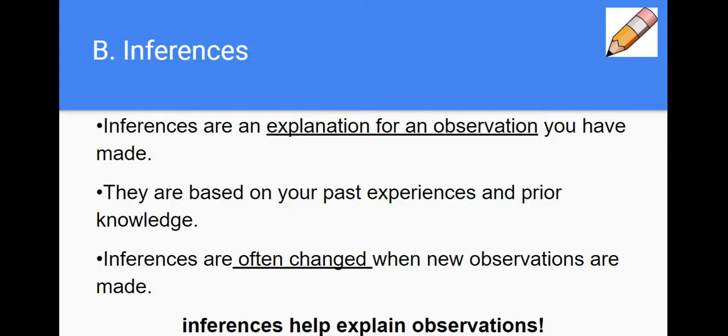So now that we've kind of figured out what an observation is, right? We're just taking in information when we're making an observation. We're gathering information. But we need an explanation for what we see. Okay, that's what science is all about. So we have this idea or this theme called inferences. Inferences are explanations for your observations. Okay, they are based on your past experiences and prior knowledge.